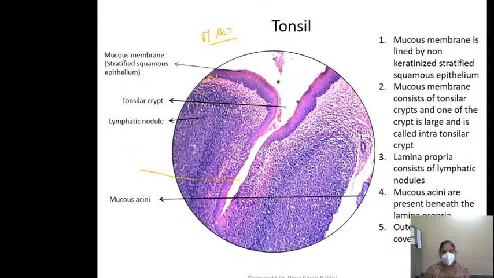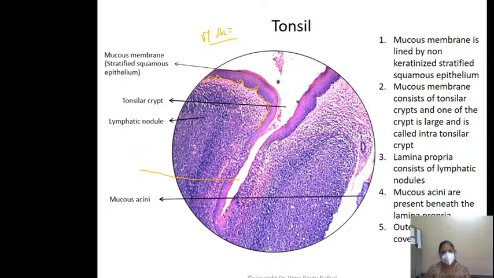Always look at the basement membrane; it is folded. You see the folds in the basement membrane. That is the typical structure for any stratified squamous epithelium. And you see the multiple layers. Now you know how to identify the stratified squamous epithelium.